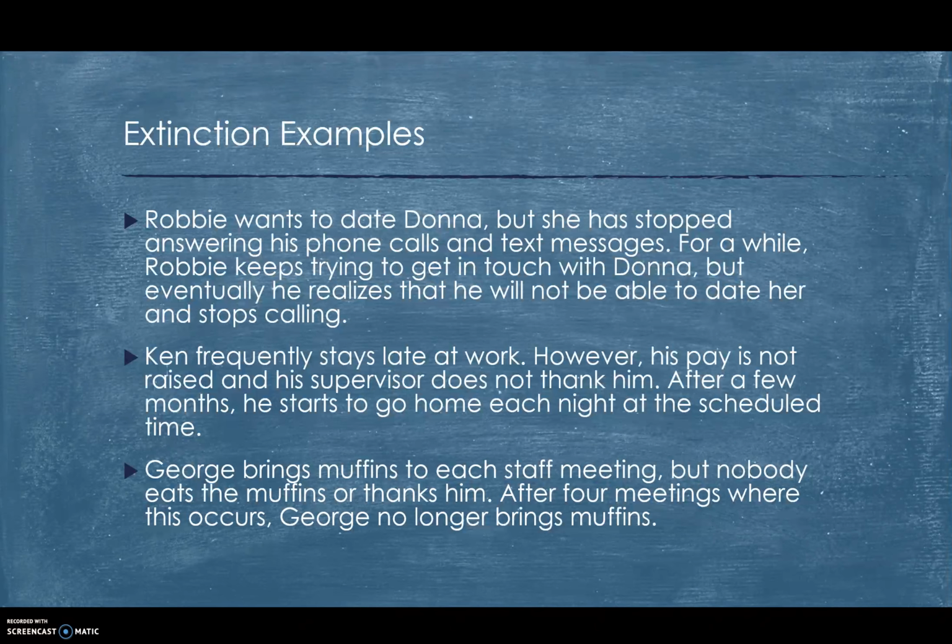If George brings muffins to each staff meeting, he's trying to build rapport and make friends, but nobody's eating the muffins or thanking him. Or maybe, as in the example above, they were eating the muffins and they were thanking him, and then everybody went on a diet and they stopped. Let's say this goes on for 4 meetings. Nobody's eating the muffins and he has to take them home with him every night. Eventually, he'll no longer bring the muffins. So his behavior of bringing muffins to the meeting, which is no longer being reinforced because everyone's gone on a diet, now extinction is occurring. He's not bringing the muffins anymore.